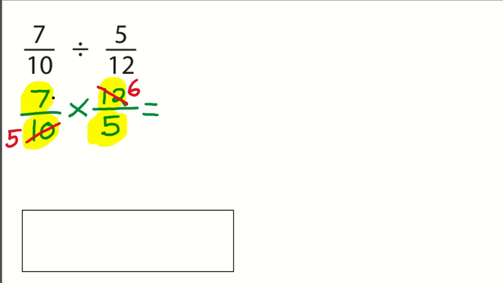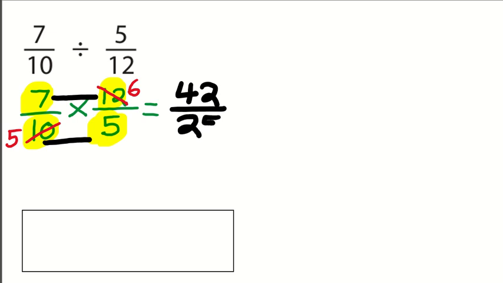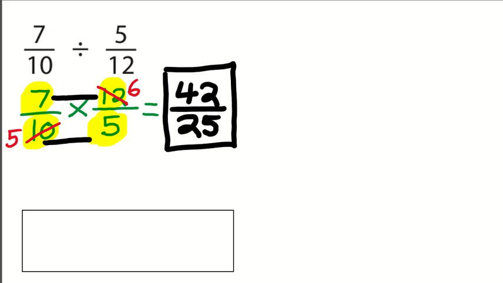Let's go ahead and multiply across the top. 7 times 6 is 42. And 5 times 5 is 25. Now, once again, we have an improper fraction, which is perfectly fine. However, we also must write this as a mixed number. And we do that by asking ourselves, what is 42 divided by 25? Well, we know that 25 will go into 42 one whole time. Now, we need to find out what the remainder is.